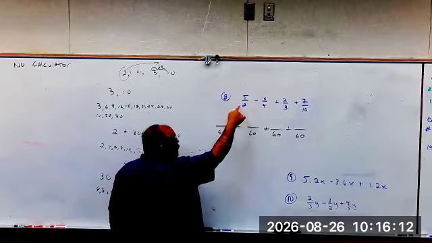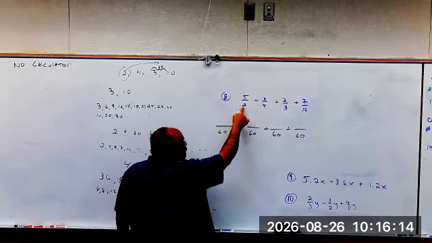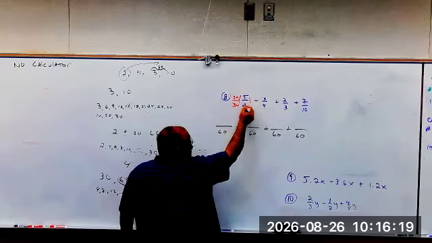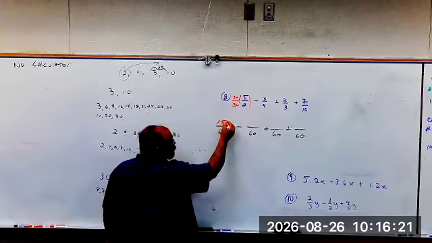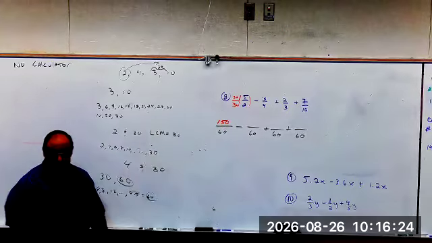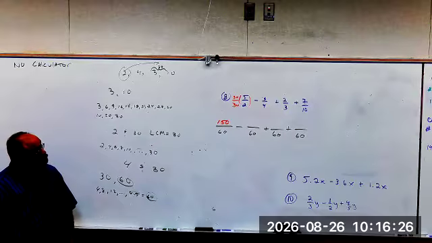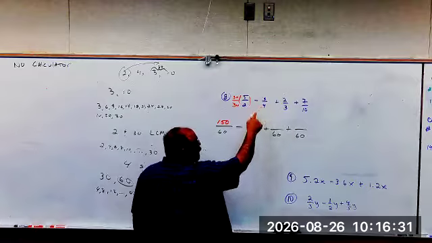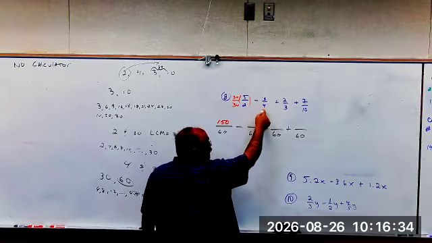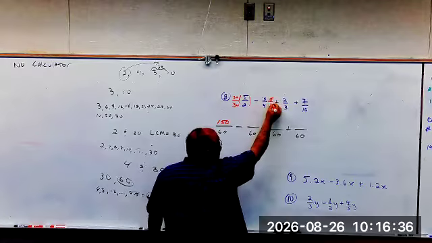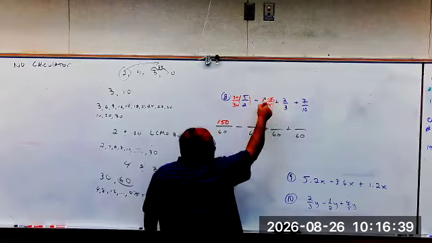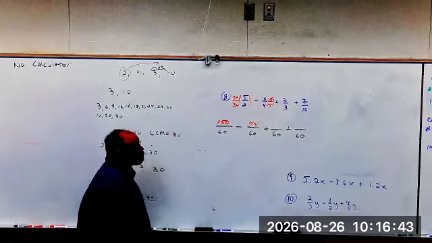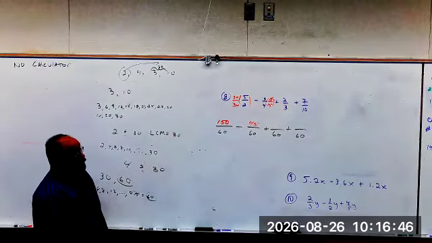To get a 2 and make a 60, you have to multiply by 30. So this has to be 30 over 30. 5 times 30 is now 150. Minus. To make a 4 become a 60, it's 4 times 15. So you have to multiply by 15 over 15. 3 times 15 is 45. That is plus.